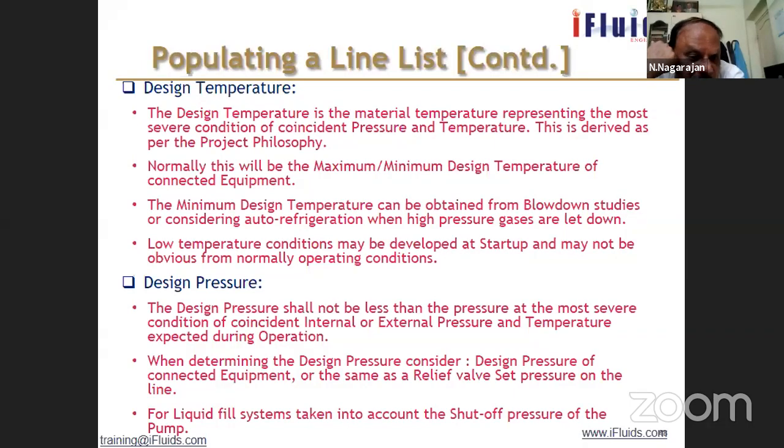The most severe condition that may happen in the particular equipment or particular unit. So the design pressure of the connected equipment also we have to see. Similarly for design temperature, when the pipe connects to certain equipment, see the conditions of the equipment also. If the condition of the equipment is severe, then use that same temperature for the connecting pipe also. Similarly for the pressure.